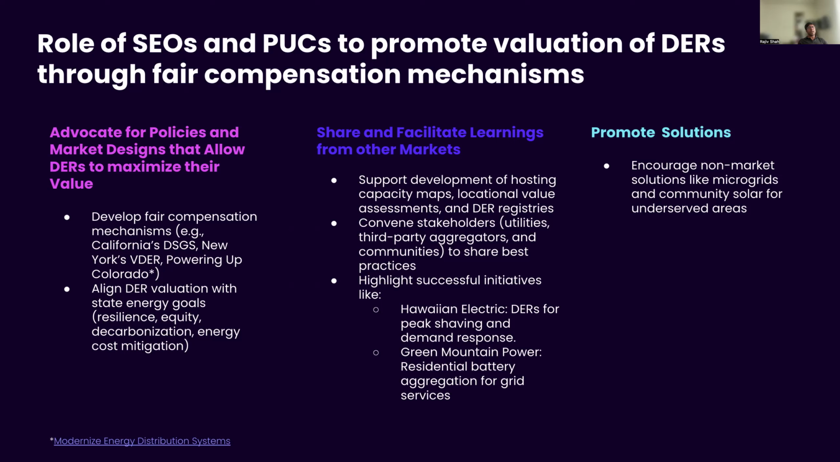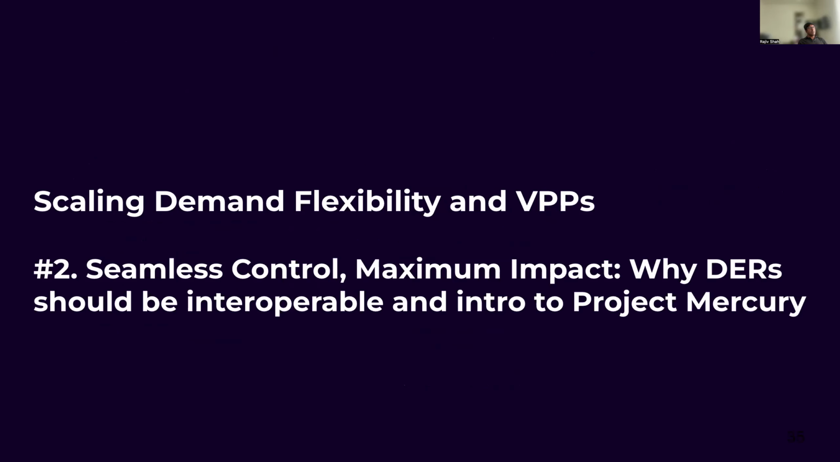There are some programs that utilities are administering, et cetera, but how do we really create price signals for flexibility from the distribution side that can be added value to align the benefits of DERs with what they're actually doing for folks? Second piece here is the importance of interoperability.